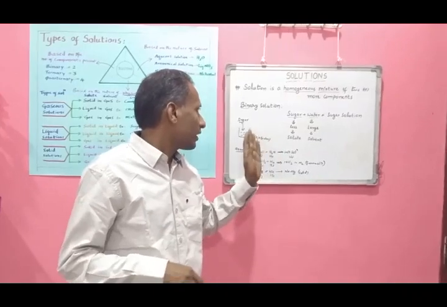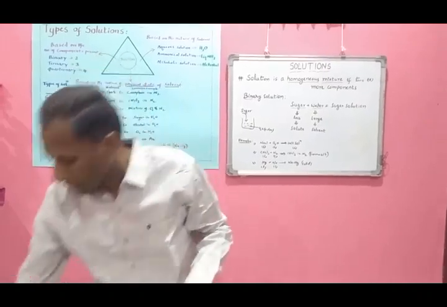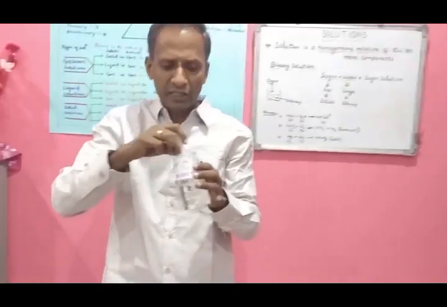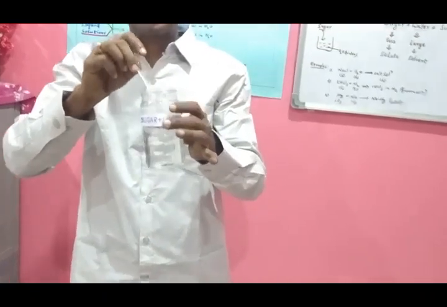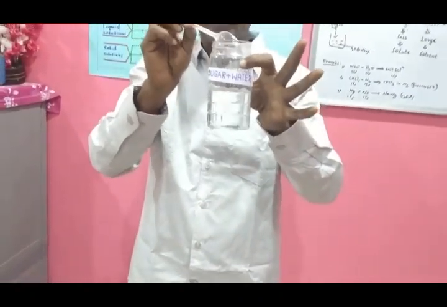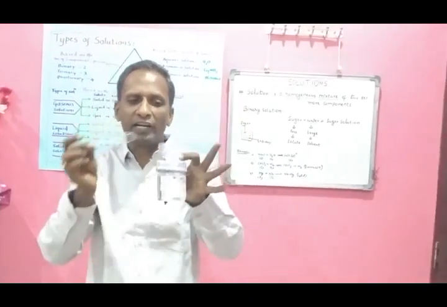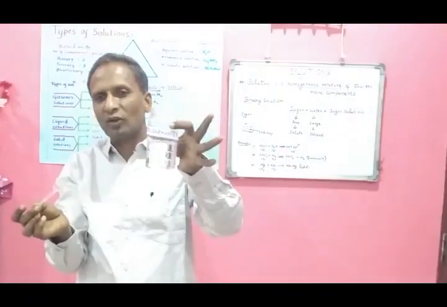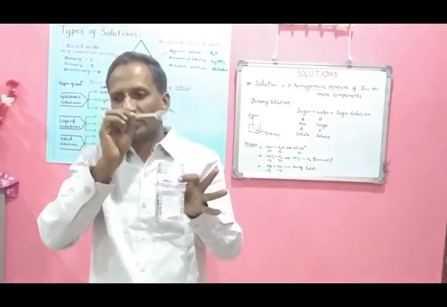Now let us consider an example for a homogeneous mixture, that is sugar solution. When we add sugar to the water and mix thoroughly, in the resultant mixture we can't find the sugar particles. The solution appears transparent and clear. It means it is a homogeneous one. In a homogeneous mixture, the constituent particles are uniformly distributed throughout the mixture.